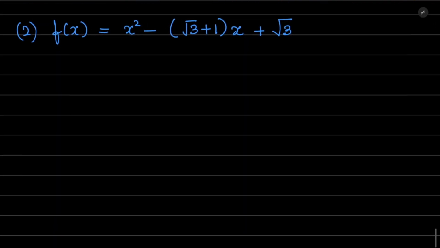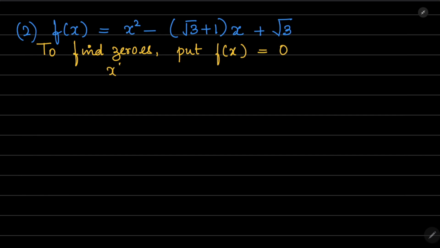Here, you are given a polynomial x square minus (root 3 plus 1) into x plus root 3. Again, let's find the zeros. So, to find the zeros, you have to put f of x equal to 0, right? To find the zeros, you can equate your f of x, the given polynomial, to 0. So, x square minus (root 3 plus 1) x plus root 3 is equal to 0.